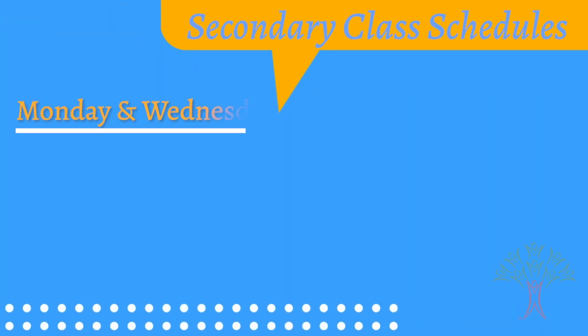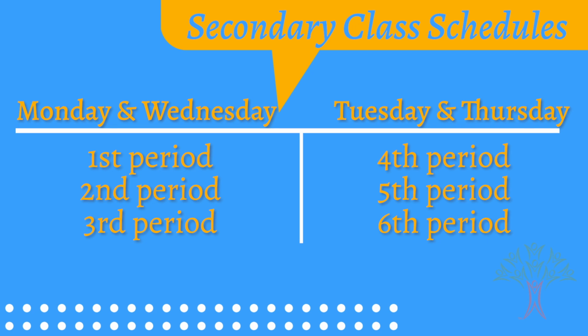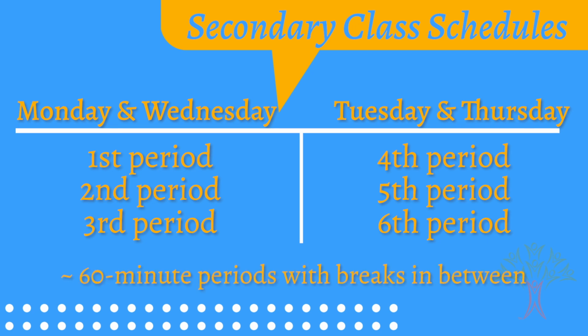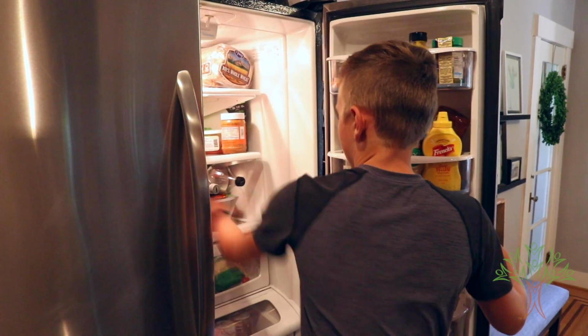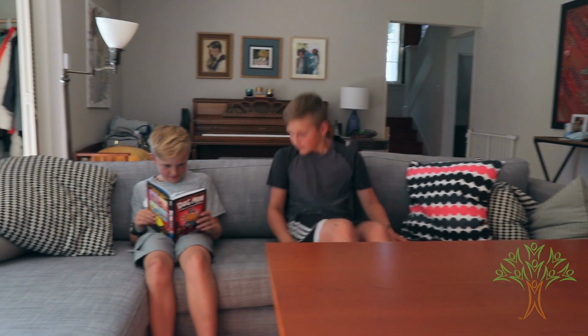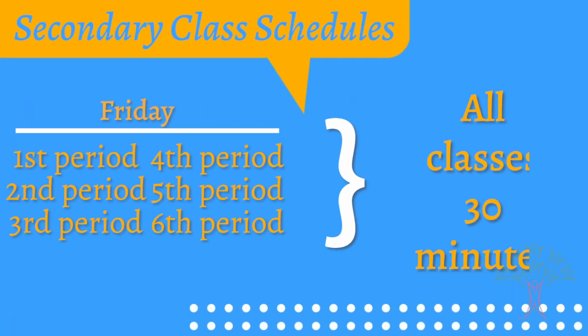On Mondays and Wednesdays, your morning will consist of your first, second, and third periods. Your fourth, fifth, and sixth periods will happen Tuesday and Thursday mornings. Each period will be about an hour long, with breaks in between, kind of like passing periods. But instead of walking the halls to get from one class to another, you can use that time to get a snack, kick it outside, or check on your younger siblings. On Friday, you'll go to all 6 of your classes in the morning, but instead of classes being an hour, they'll only be a half hour.